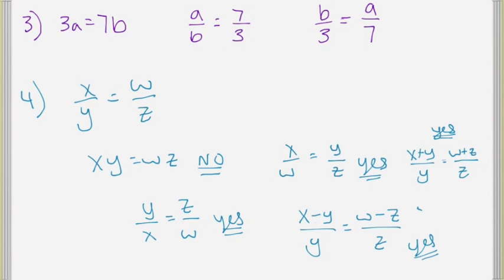As long as we're doing the same thing. So we can't add for one fraction and subtract for the other fraction. But we can add or we can subtract. And either way, that property is true. Questions on any of those properties of proportion?